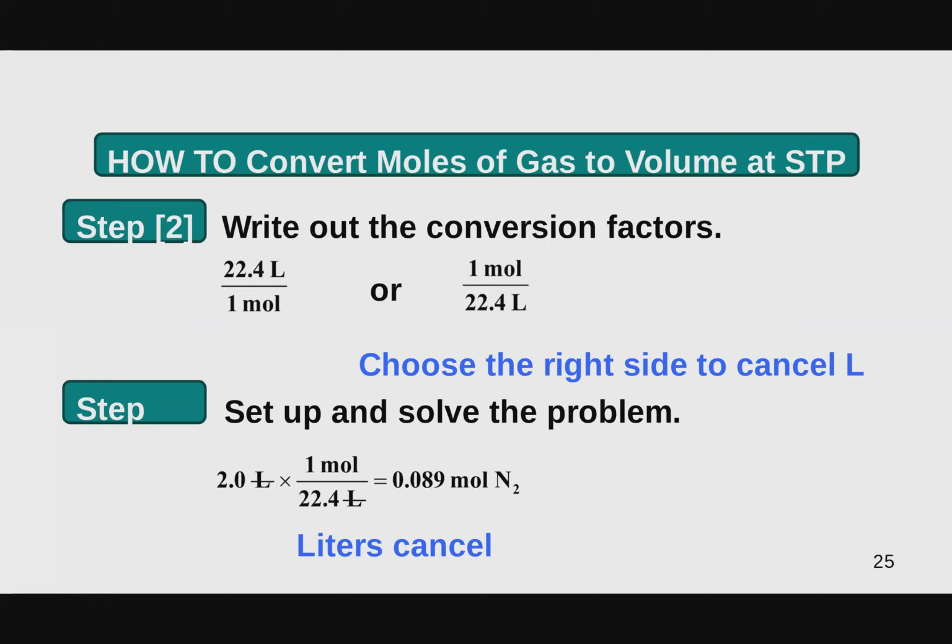So we simply use the conversion factor that works best for us. In this case, we want to get in moles. We start with liters, thus we have to use the one on the right, as we've been doing for the whole semester. So we multiply 2 liters times 1 mole over 22.4 liters, and we get a grand total of 0.089 moles of nitrogen gas, liters canceling in this case. So we can go from moles to liters and backwards simply by using this gas law equation.